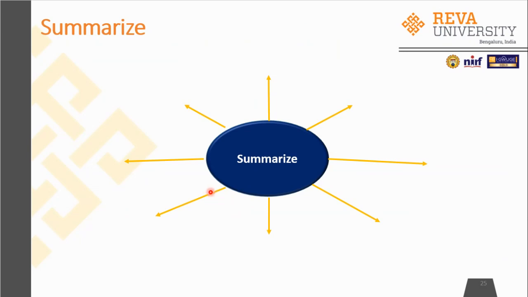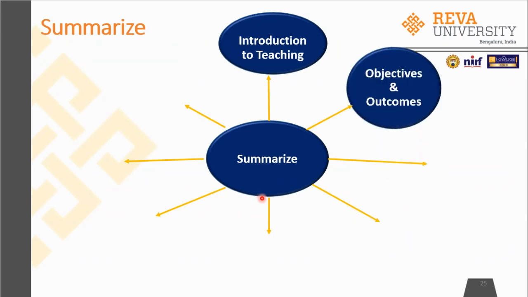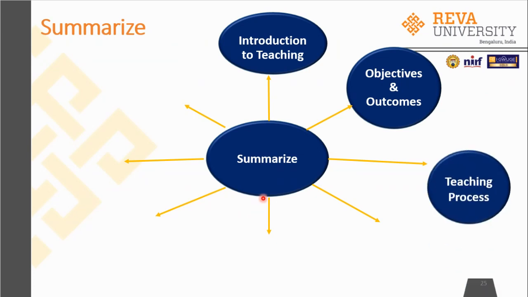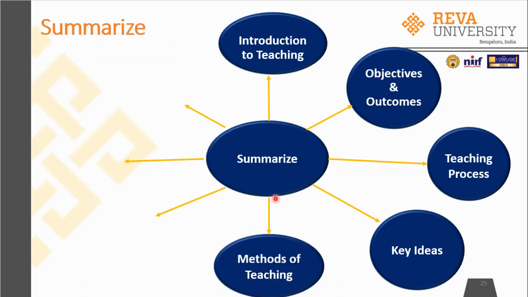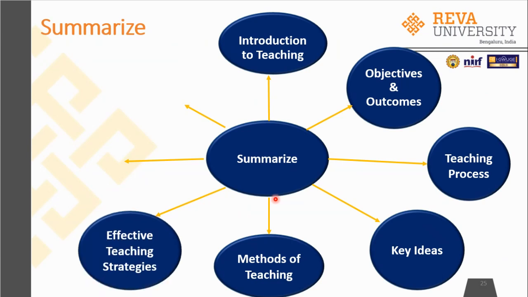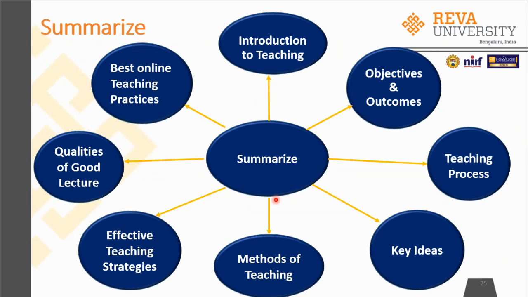Then we have come to the end of the session, and before I end the session, I would like to summarize the points which I have covered in this particular lecture. So I started with introducing the meaning of teaching, and then I explained the objectives and outcomes of teaching. Then the teaching process we discussed. I also explained the different key ideas. Then I also discussed some of the different methods used for teaching. I also described the effective teaching strategies. I also gave information about the qualities of a good lecture and also about the best online teaching practices to be practiced by a good faculty or a good teacher.